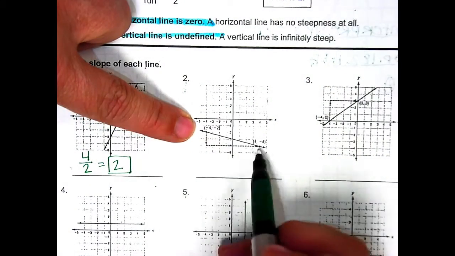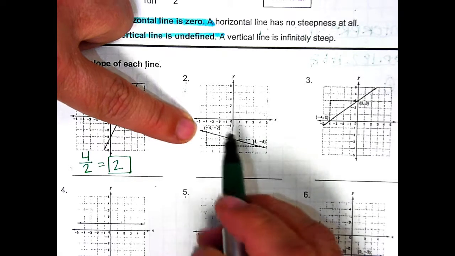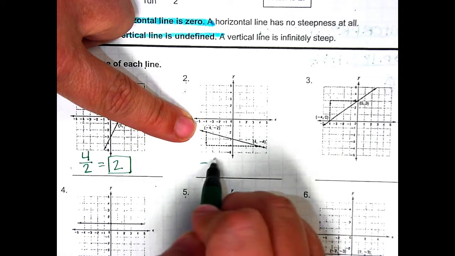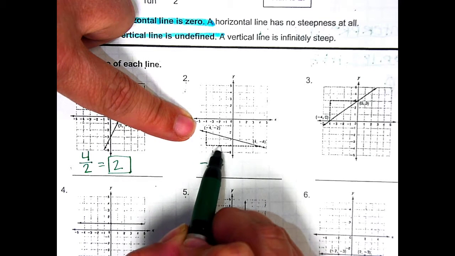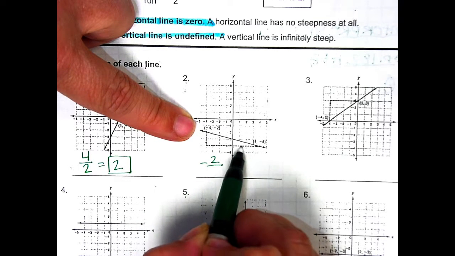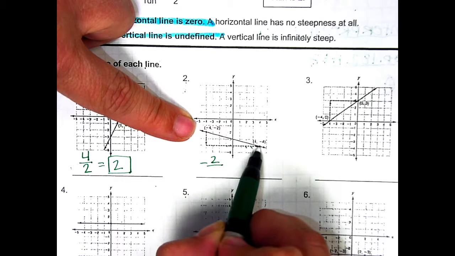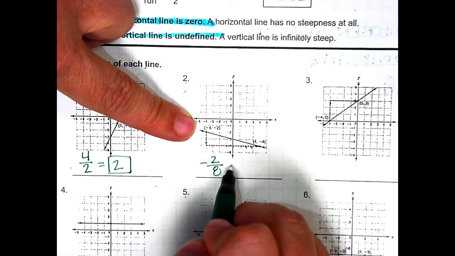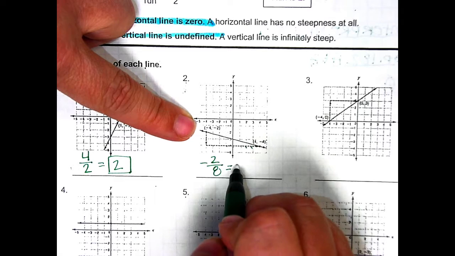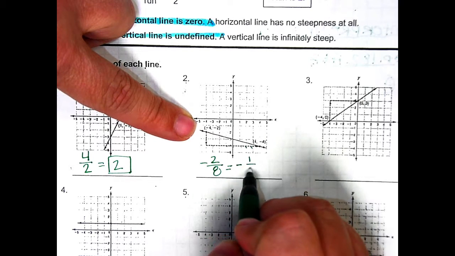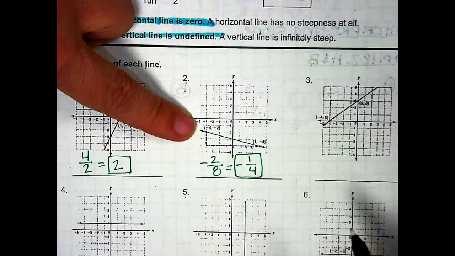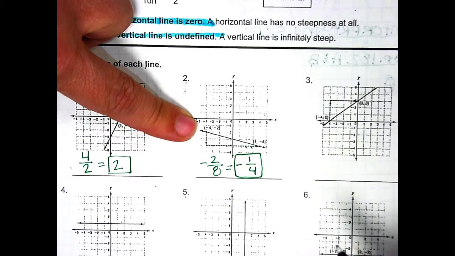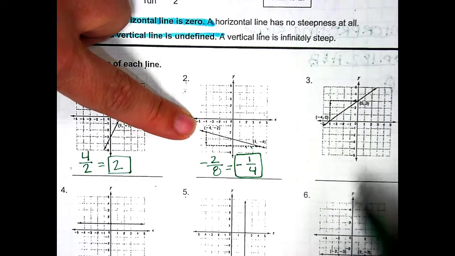Okay, going from left to right, we're going to go down 2. So that's -2. And then the run is 1, 2, 3, 4, 5, 6, 7, 8. And -2 over 8 simplifies to -1/4. If you have trouble with rise and run and remembering where they go, just remember that you have to rise out of your seat before you can run out of a room.